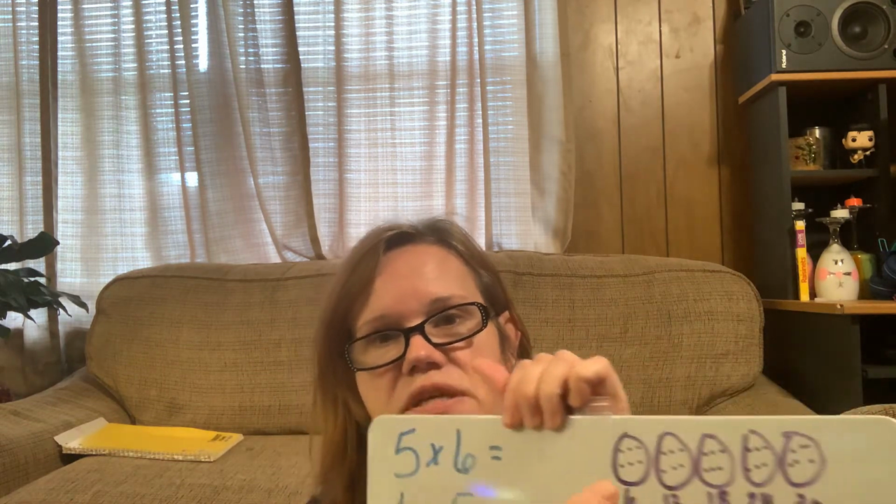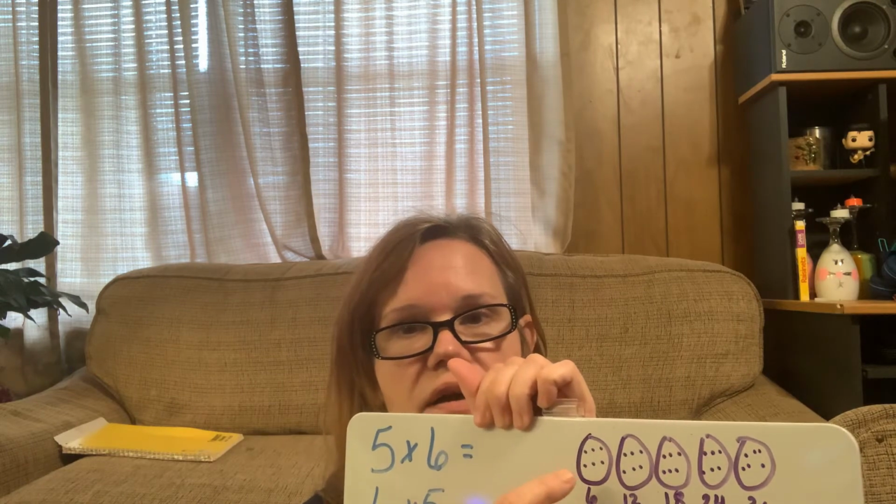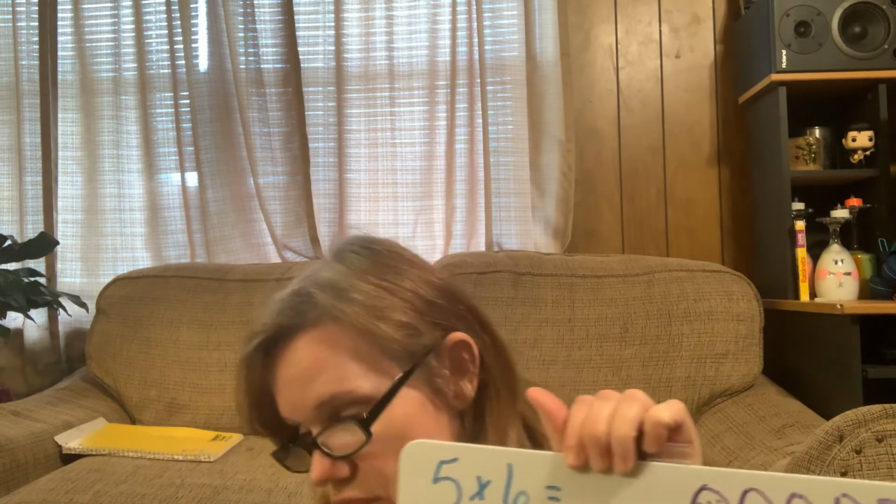So what we're wanting to show today is that the order of the factors does not affect the product. As long as the factors are the same, it doesn't matter if one comes first or second in the problem, it's going to still give us the same product. Okay, so here's the example. We've got 5 times 6, and Miss Mesa drew out 5 groups of 6, and of course you can do arrays as well, okay? You can do both.